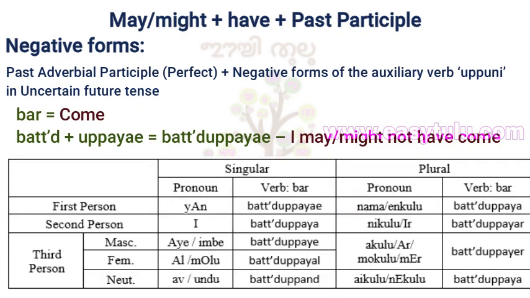Yanu bataduppaya, I might have not come. E bataduppaya, you might have not come. Aye or imbe bataduppaye, he might have not come. Alu or molu bataduppayal, she might have not come. Au or undu bataduppandu, it might not have come. Nama or enkulu bataduppaya, we might not have come. Iru or nikulu bataduppayar, you might not have come. Akulu, Mukulu, Aru or Meru bataduppayir, they might not have come. Nekulo or Aikulo Batuduppaya. They might not have come.